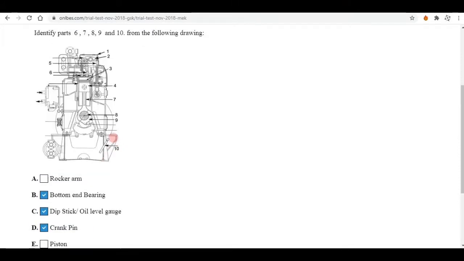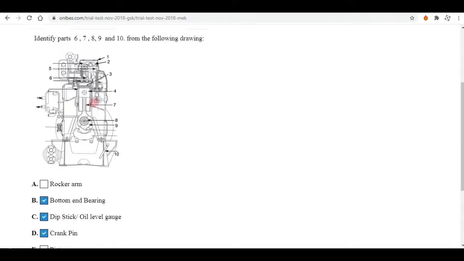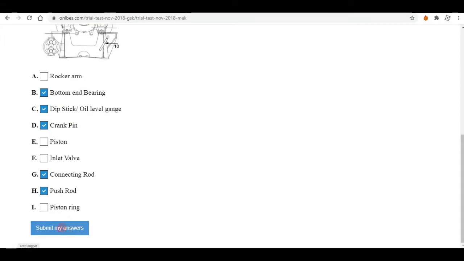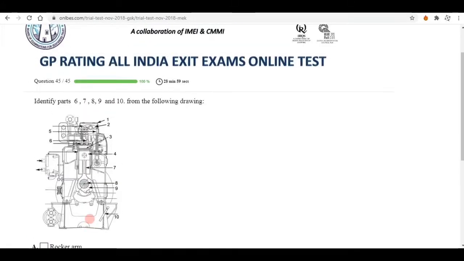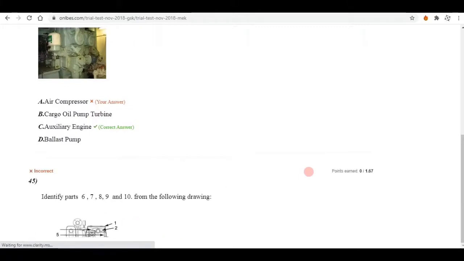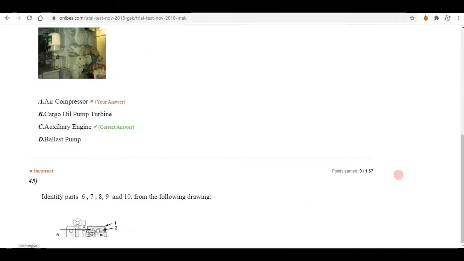So these are my options. 5 we have to select. I have selected all the 5. Now let's submit the paper. Let's see how the paper goes, how many incorrect answers we got. Okay, so we have 2 incorrect answers.